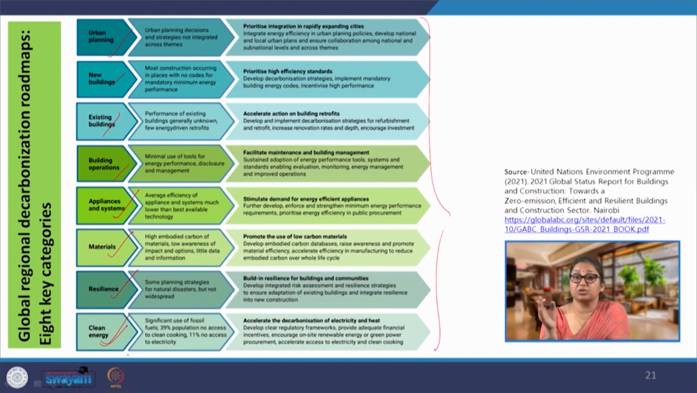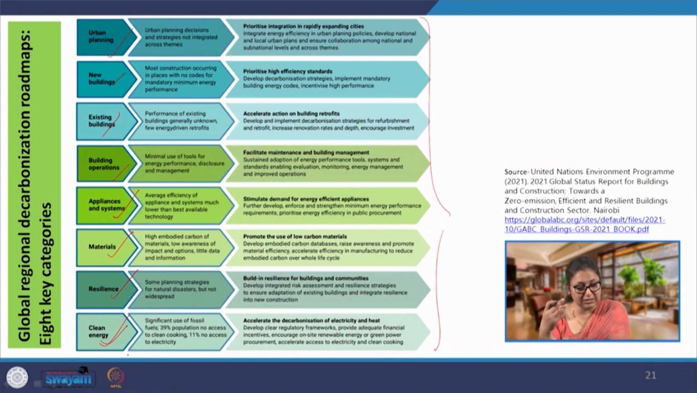The newer energy codes have to mandate very high efficiency standards, and for existing building stock, we have to accelerate the action on building retrofits. The buildings have to be retrofitted to be more efficient. As time is passing, we saw that the energy intensity came down, but what about the existing buildings? So, we have to act on retrofitting these buildings. Then we have to facilitate maintenance and building management, because a lot of times the building is constructed to be an efficient building, but the operations are extremely inefficient, which may result in an inefficient building at the end of the day.